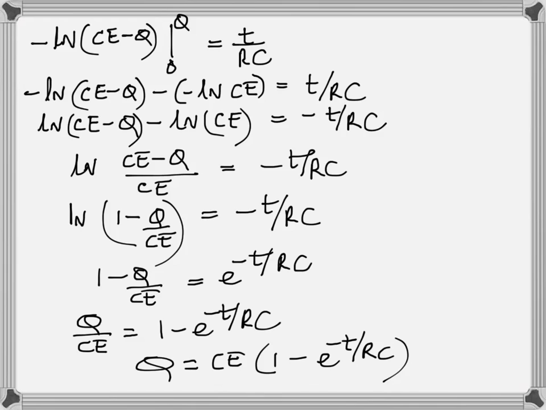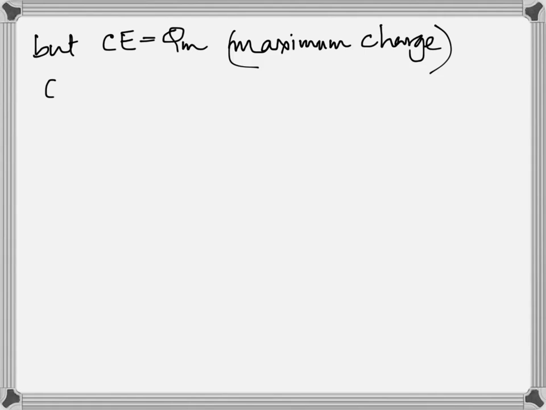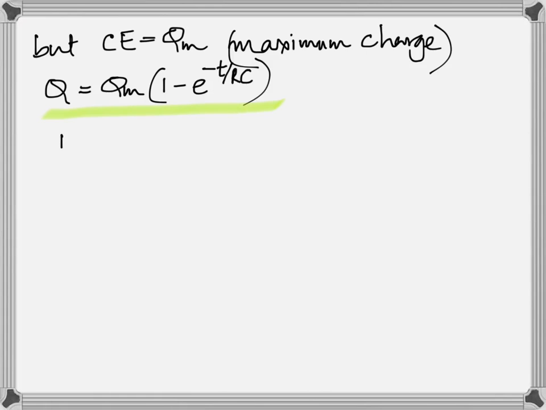Okay, so the final formula becomes Q is equal to Qm times 1 minus e raised to minus T by RC. So CE is equal to Qm, which is the maximum charge in the capacitor. And that becomes Q is equal to Qm, 1 minus e raised to negative t by RC.